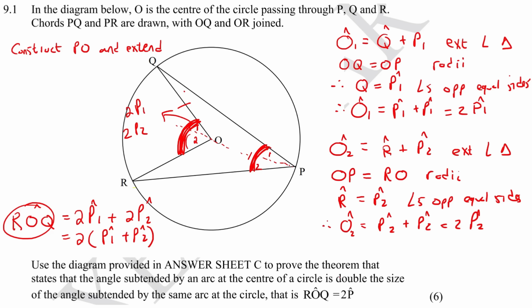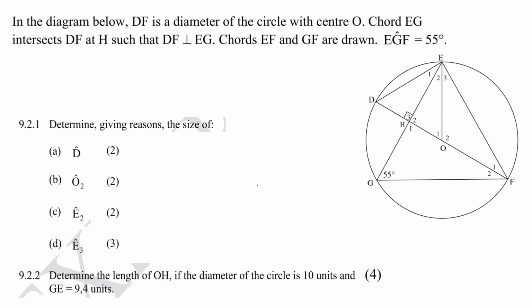So then it says prove that, so then we can just say, therefore, ROQ is going to be 2 times the angle P. The angle P is that whole thing over there. Okay, so that's how the proof works. We just use the one triangle, and then we do the exact same thing on the other triangle, and then we just conclude. In the diagram, DF is a diameter.